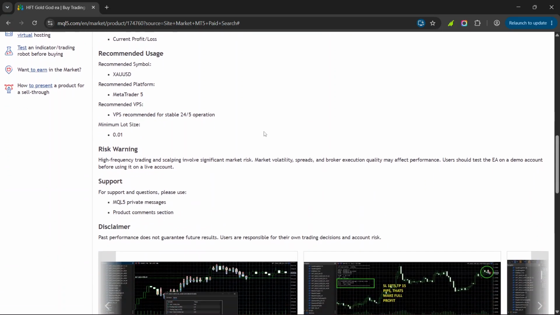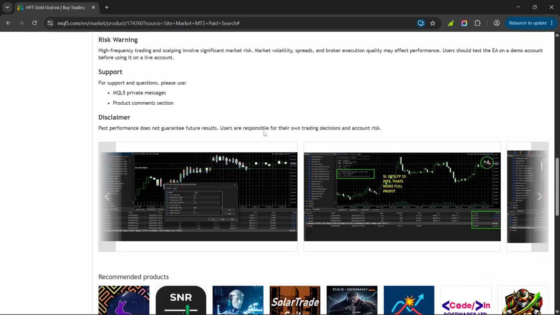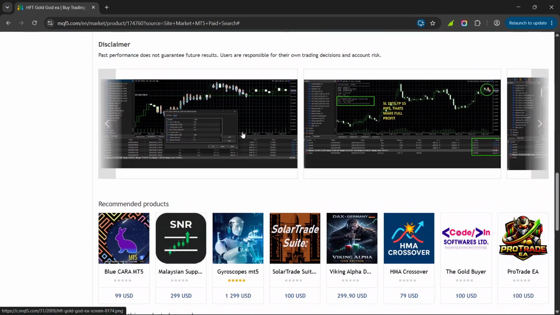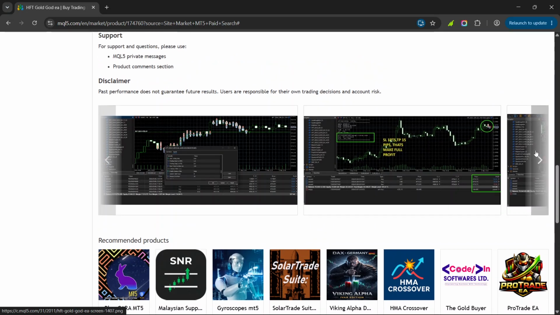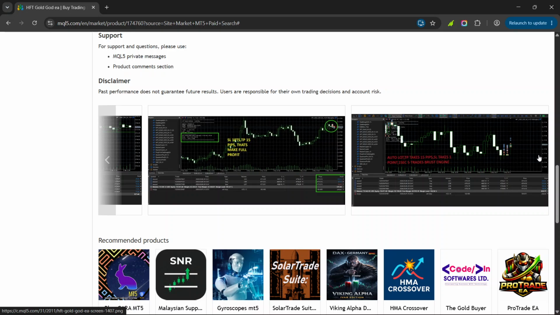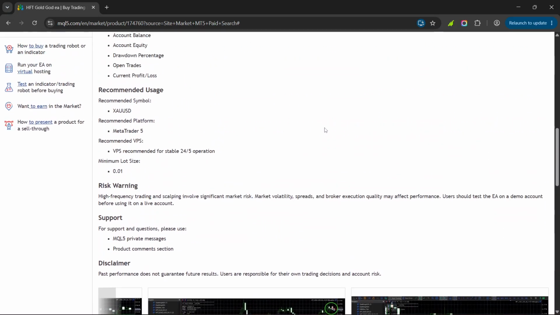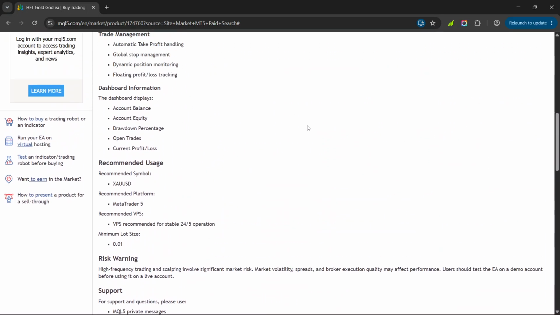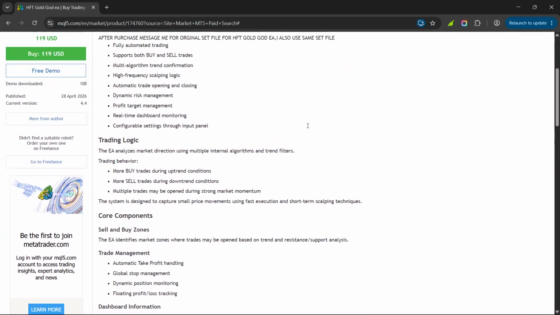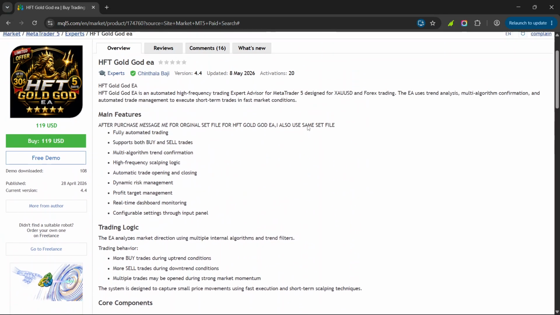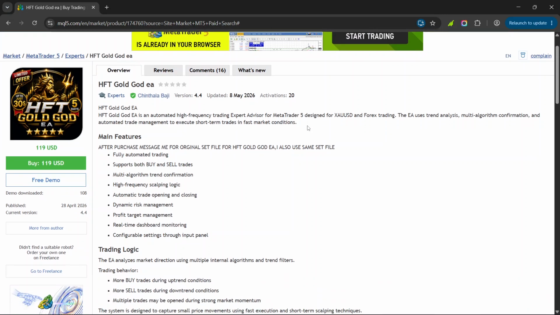Today we are looking at the HFT Gold God EA for MT5. This one is positioned as a high frequency scalping robot built specifically for XAUUSD Gold. The developer is pitching it as a fast automated system that uses trend analysis and multi-algorithm confirmation to catch short-term moves. Sounds promising on paper, but let's break it down like we always do. No hype, just the real picture.